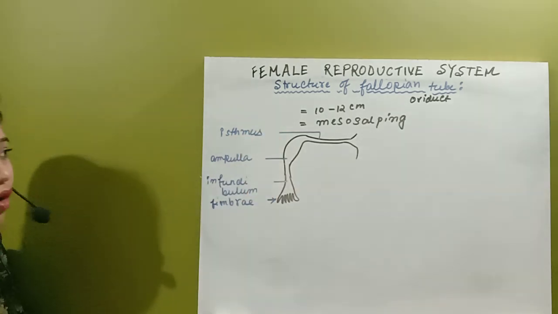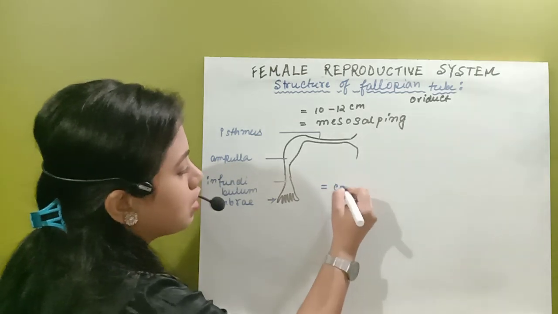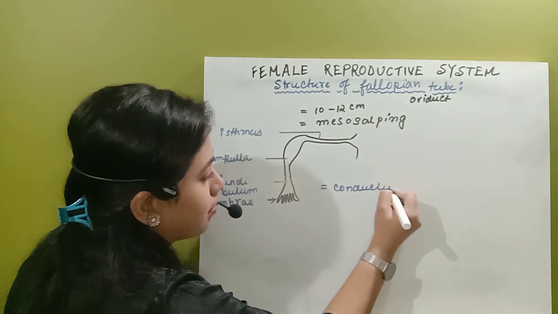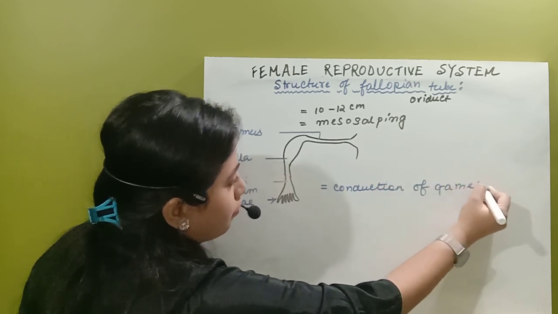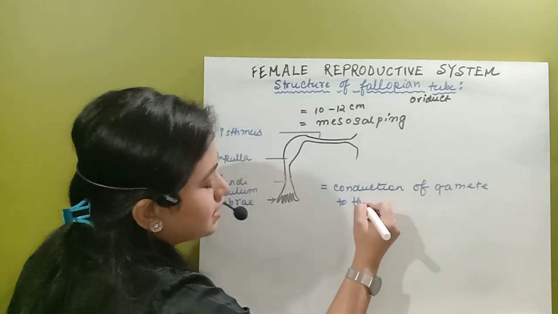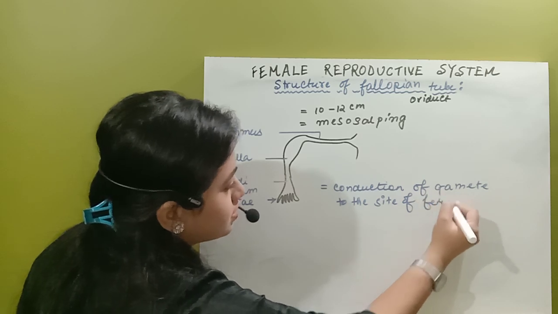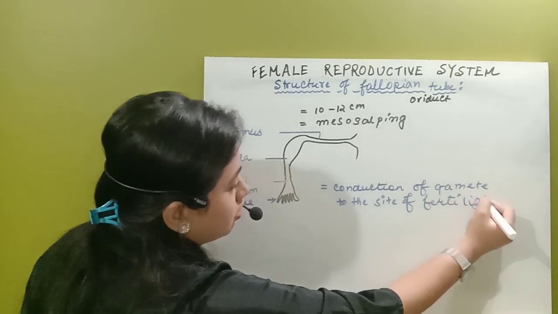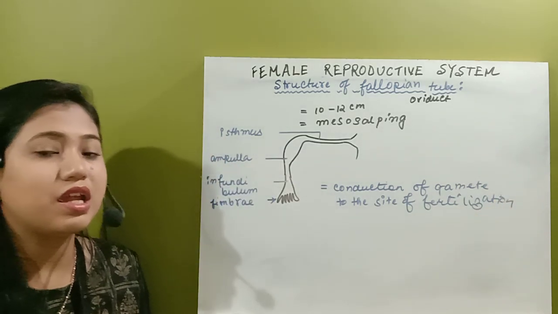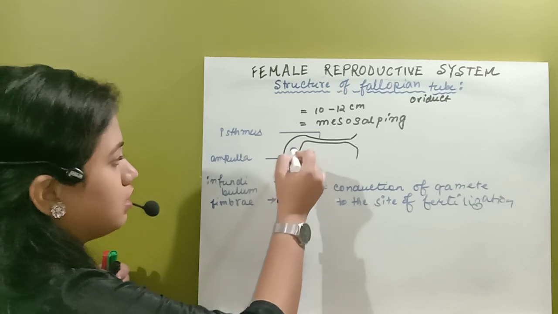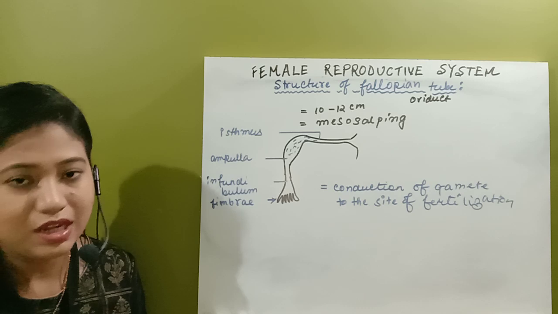The main function of this whole oviduct or fallopian tube is for the conduction of the gamete to the site of fertilization. So what is the site of fertilization? The fertilization process will take place in the ampullary isthmic region. That means here in this region the possible fertilization will take place.